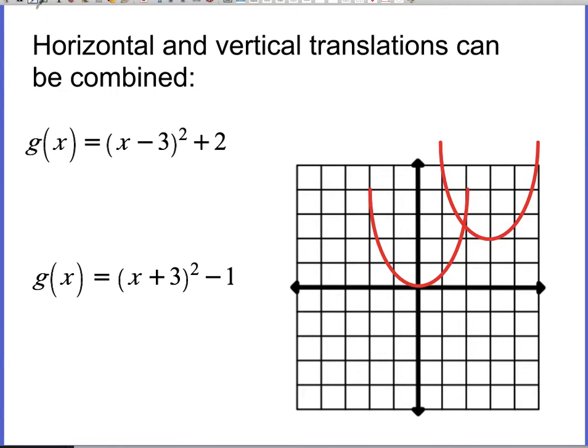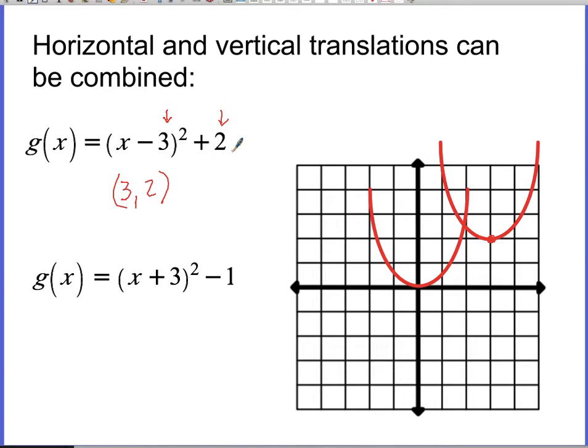Well, we need to think about what we've just done here. So let's think about where I've moved it. I started out with my vertex on the origin. I moved it 3 right and 2 up. So look where my new vertex is. My vertex now is at the ordered pair 3, 2. So the equation in this form, the equation itself gives me the vertex of my parabola.